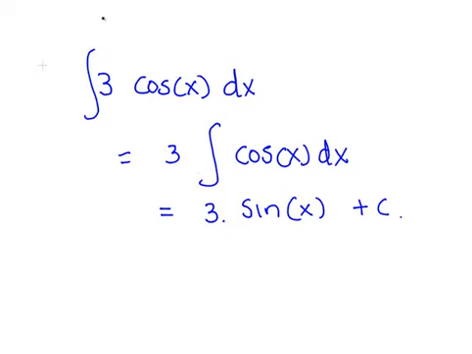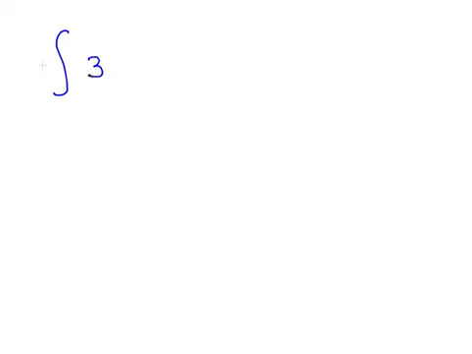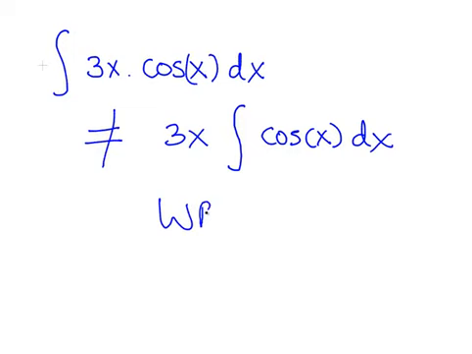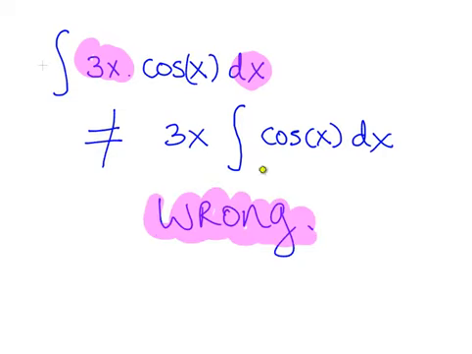Let's just say, for argument's sake, it was the integral of 3x cos x dx. That is not equal to 3x times the integral of cos x dx. That's wrong. The reason is this expression here is a function of x, which is what we're integrating with respect to. So there's a different technique you'd use there. It's called integration by parts. You'll probably be seeing it very soon. But in that case, that's what not to do.